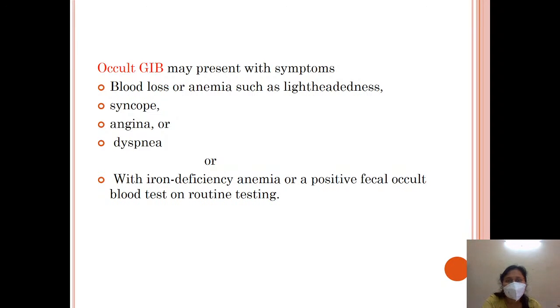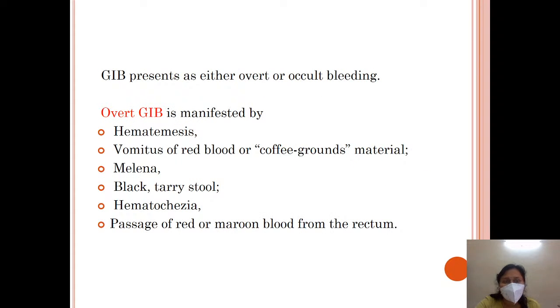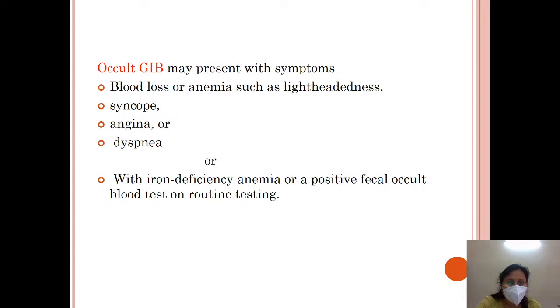Occult GI bleed may present with symptoms of blood loss or anemia, like lightheadedness, syncope, angina, or dyspnea, or with iron deficiency anemia or a positive fecal occult blood test on routine testing. So we should be able to differentiate between overt and occult GI bleeding depending on the presentation of the patient.